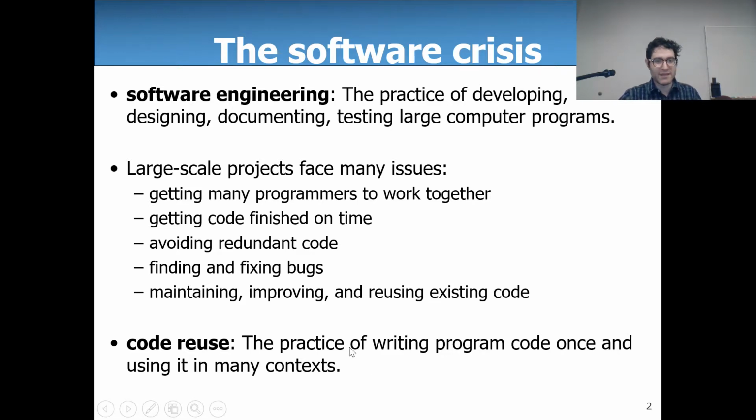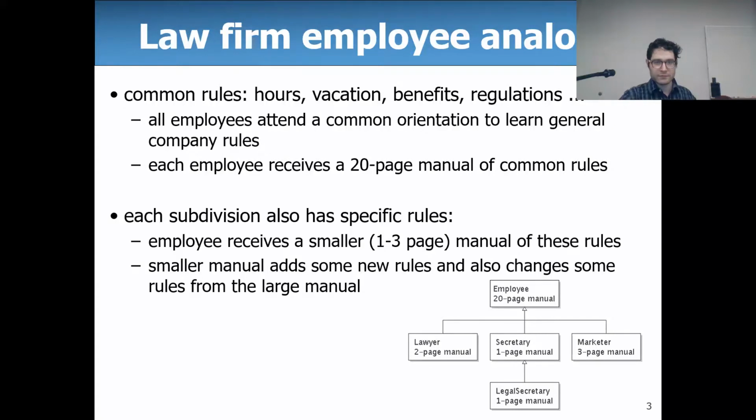So we want to basically reuse. One of the big things is that we want to build into modern programming languages a way to make it easy to reuse code. We want to let the programming language handle more of that, and our programmers handle less of that. Right? So they use the law firm employee analogy. If we represent each employee as an object, right?